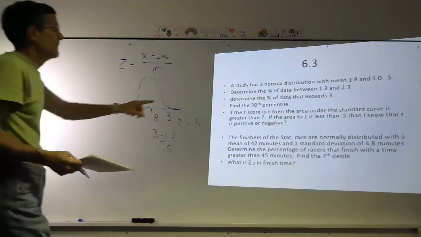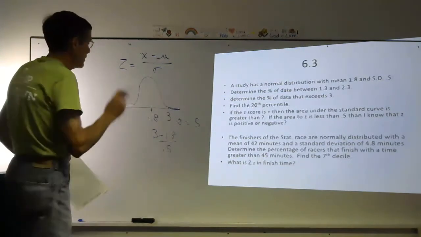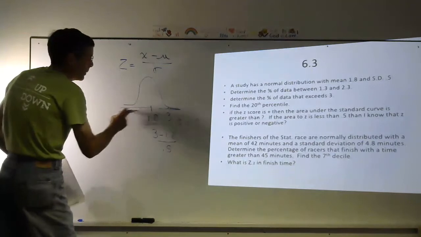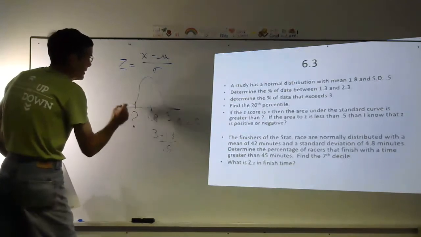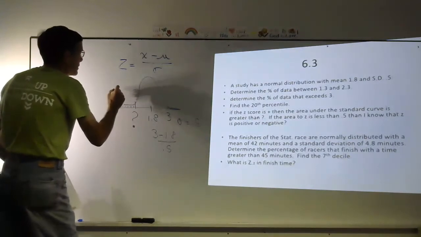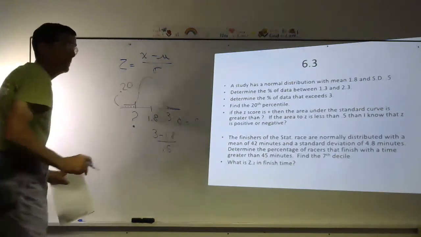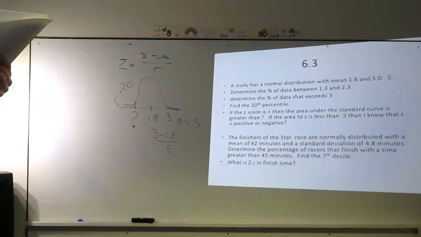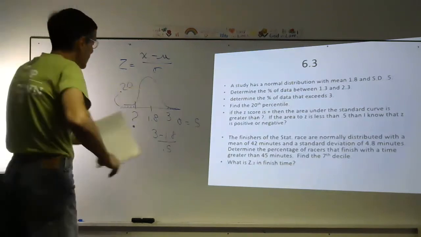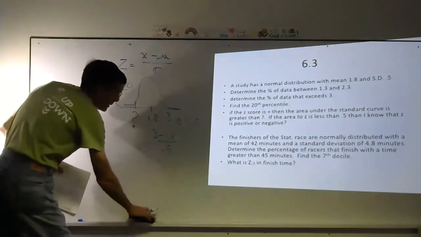Find the 20th percentile. The 20th percentile, I know that 1.8 is 50% of the data. So the 20th percentile is going to be down here where this area right here is 0.20. So we want to do a reverse lookup on 0.20. And I'm going to the chart. It's either going to be negative 0.84 or negative 0.85. And I think hopefully all would agree with me that it's negative 0.84.